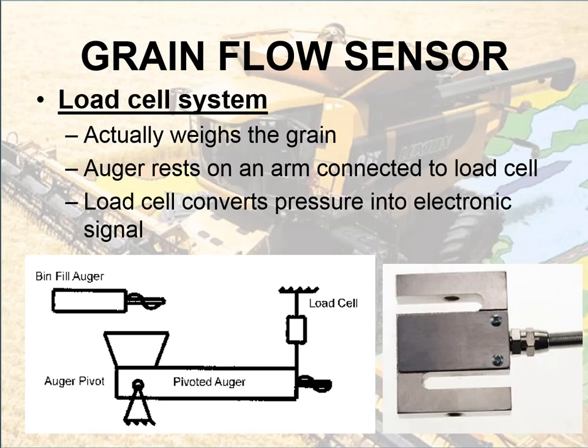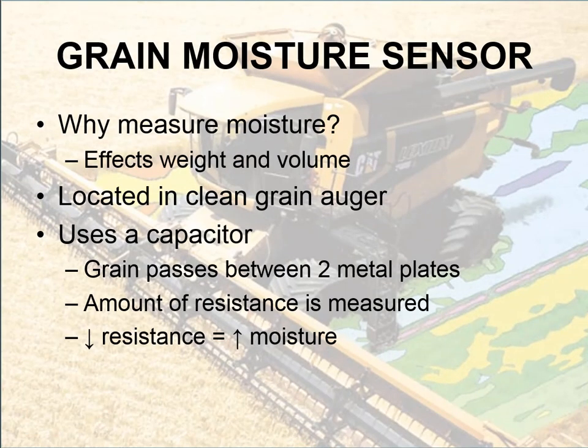So that's a grain flow sensor, a key part of this whole yield monitoring system, and we have to have it. The next key piece we have to have is a grain moisture sensor. Why do we need to measure moisture? Grain at different levels of moisture is going to have a different weight and also a different volume, which is our bushels. So if we know the moisture and we have the weight from the force feedback system, we can turn that into bushels.